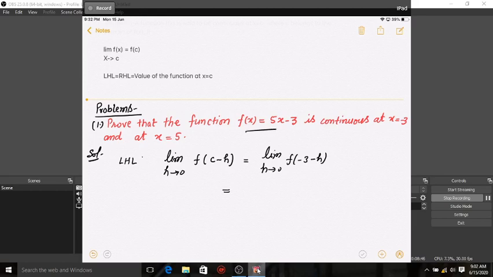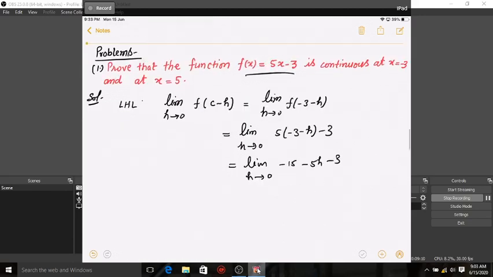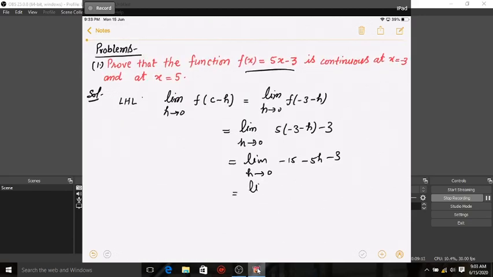The function is given here, place the value, so we are getting limit h tends to 0 5 times (minus 3 minus h) minus 3. So its value is limit h tends to 0 minus 15 minus 5h minus 3. So it is limit h tends to 0 minus 18 minus 5h, it is equal to minus 18 because h tends to 0 here. So the left hand limit of the function is minus 18.